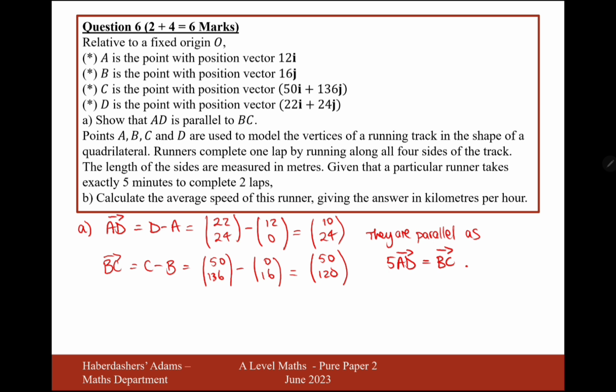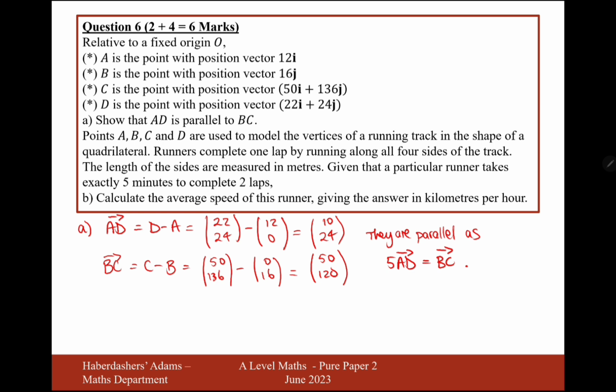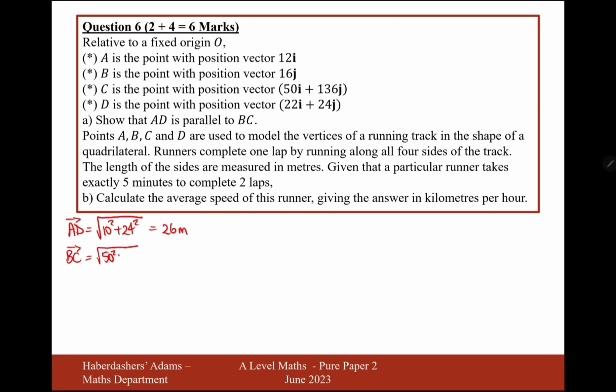Okay, so what we'll first need to know is how to get from A to D. So A to D is going to be (10, 24). So the distance is 10 squared plus 24 squared. So let's work that out on the calculator. 10 squared add 24 squared, square rooted, is 26. And that's 26 meters. Then we already know B to C. So that is going to be (50, 120). 50 squared add 120 squared, square rooted, is 130, pretty sure, without needing to use a calculator.